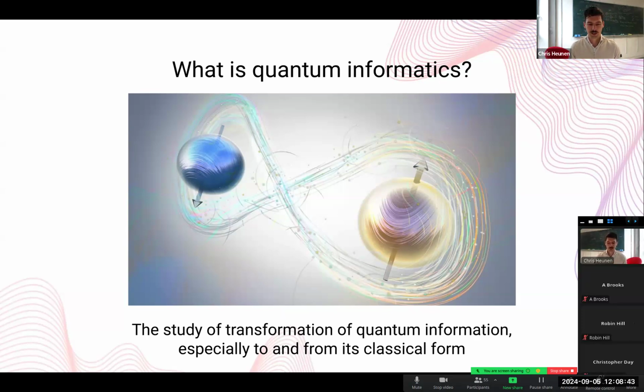Our official tagline is, it's the study of transformation of quantum information, especially to and from its classical form. As I was saying, if you measure a quantum bit, if you ask it, what is your value? You sort of convert its quantum information to classical information because it will say 0 or 1. So that's a very short bit about the physics of it, about what quantum informatics means.